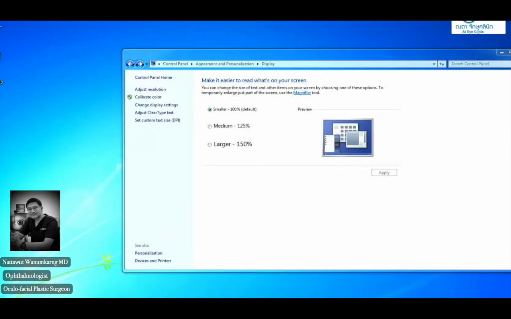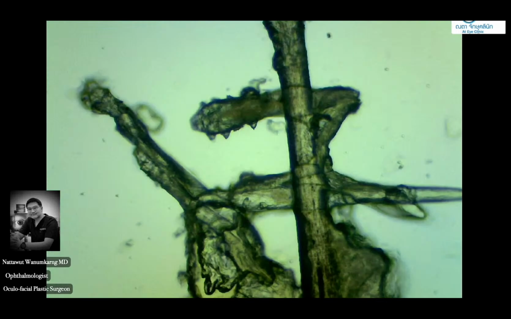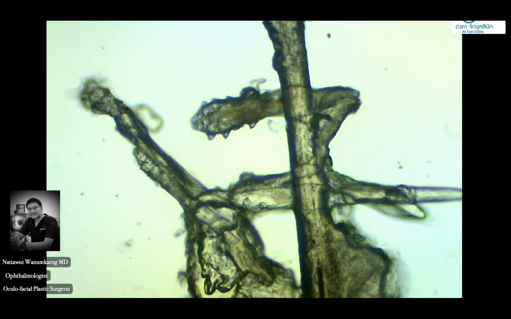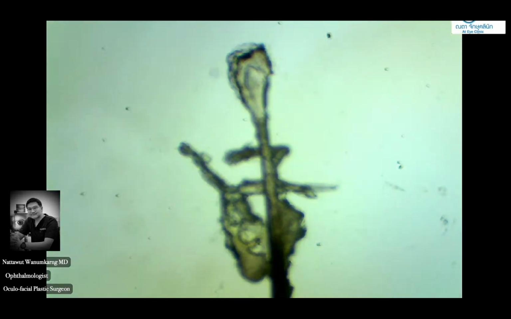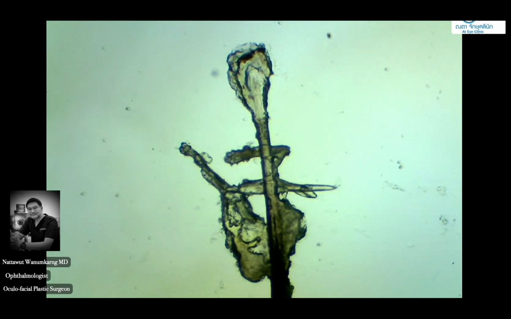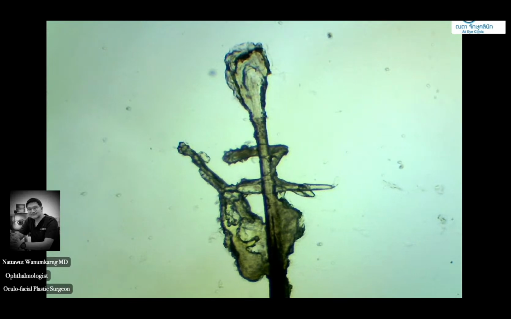And the next step, we put the slide in the microscope. And in this microscope, you're going to see the body of the Demodex. And this is a video that shows it at 40 times with the digital microscope that I put in and show to the patient.